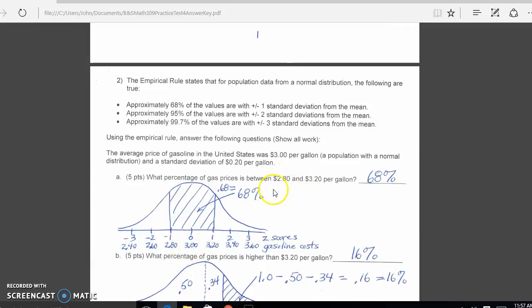Now in letter A, I'm asked, what is the percent of gas prices between $2.80 and $3.20? $2.80 corresponds to 1 standard deviation below the mean. $3.20 corresponds to 1 standard deviation above the mean. So the empirical rule tells me that 68% of the values are within plus or minus 1 standard deviation from the mean, and that means that 68% of the gas prices are between $2.80 and $3.20. So your answer is 68%.